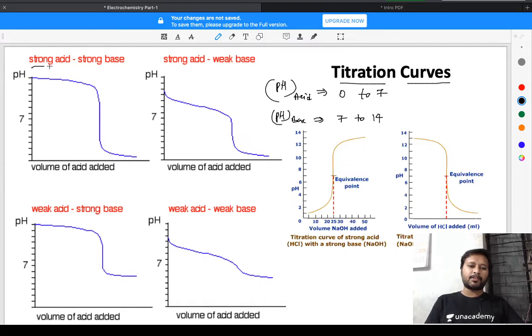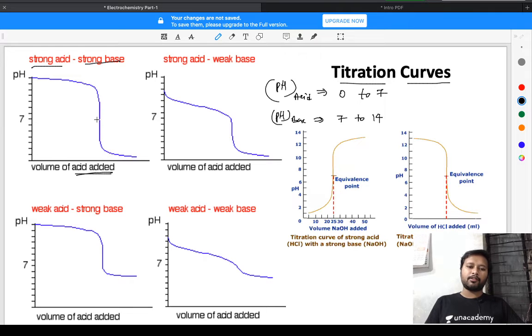Now let's say I'm taking a strong acid and a strong base, and remember what you are adding. So I am adding acid. So what I will already have in my solution is base. So obviously the pH of the base is higher, right? That's why the curve will start from a higher pH value. And at a particular point where the titration happens, after that point your pH will decrease. Why? Because now all the base has got neutralized, only acid is there. So acid will have lower pH.